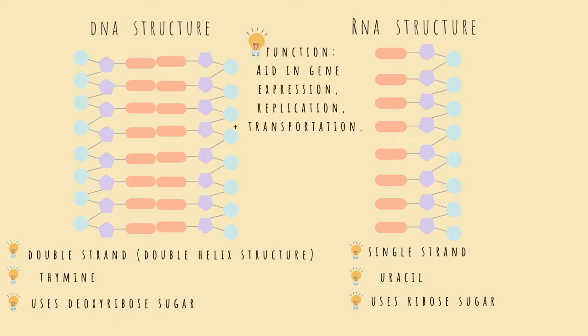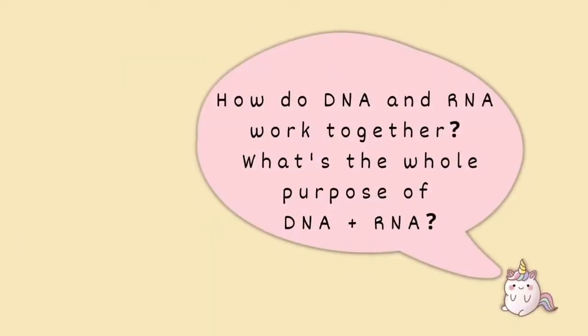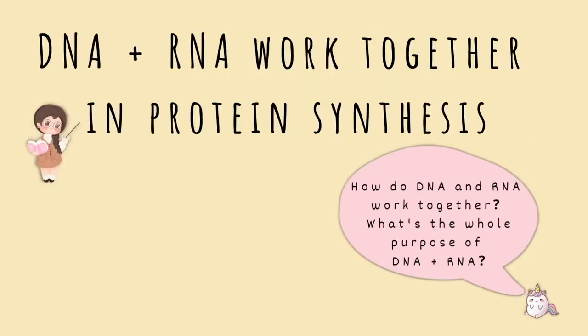The function of DNA is to aid in gene expression, replication, and transportation. RNA has many functions, but to basically sum them all up, RNA assists DNA. So, how do DNA and RNA work together? What's the whole purpose of DNA and RNA? DNA and RNA work together in a process called protein synthesis. In other words, they work together to make proteins.